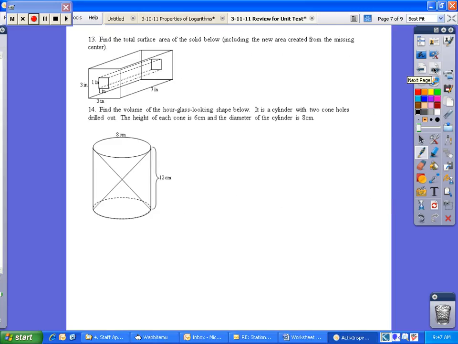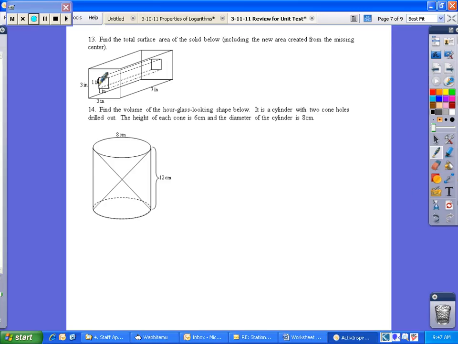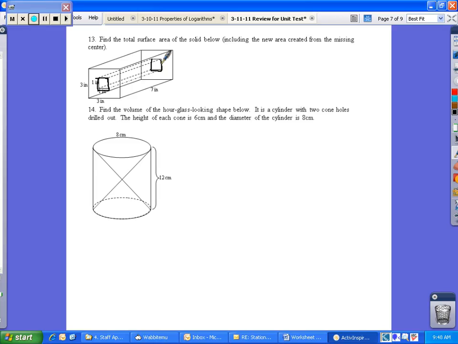For number 13, I want to find the total surface area of this solid, which means I also want to include the new area created from the missing center. Essentially I'm looking for the surface area of the entire figure, but I have to take out those 2 holes, and then add in the 4 rectangular surfaces on the inside. So I'm going to be calculating, taking out, and then adding in.